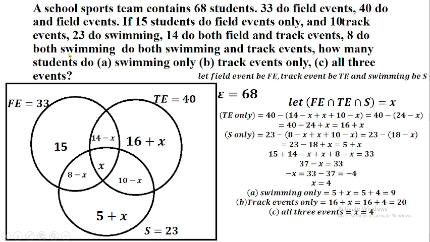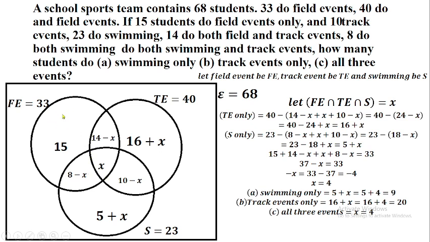Also 10 do track event and swimming, but did not say that track event and swimming only. If they say track event and swimming only, that means just write 10 here. So since they did not put only, that means you have 10 minus people that are here, which is x. Also we are told that 8 do both swimming and track event, which is in this place. So since they did not put only as well, you write 8 minus x as well.